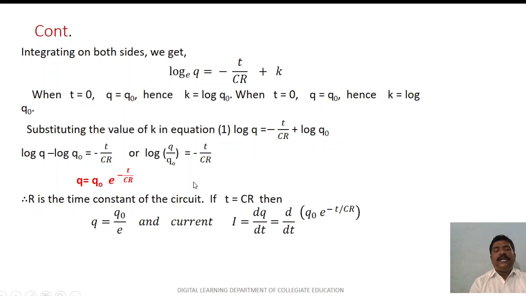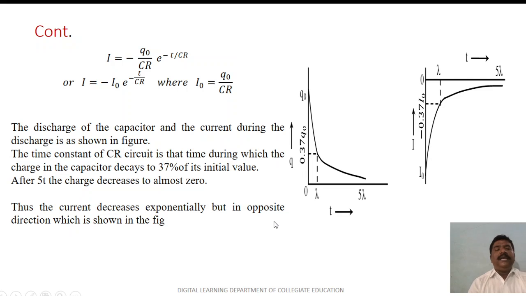So taking the log to that side, Q is equal to Q naught e raised to the power of minus T divided by CR, which is an expression for the decay of charge. Here CR is the time constant of the circuit, so T is equal to C into R. Then we can write Q is equal to Q naught divided by e, and the current I is equal to dQ divided by dt. Substituting the value of Q in this expression, we get I is equal to minus Q naught divided by CR e raised to the power of minus T divided by CR.